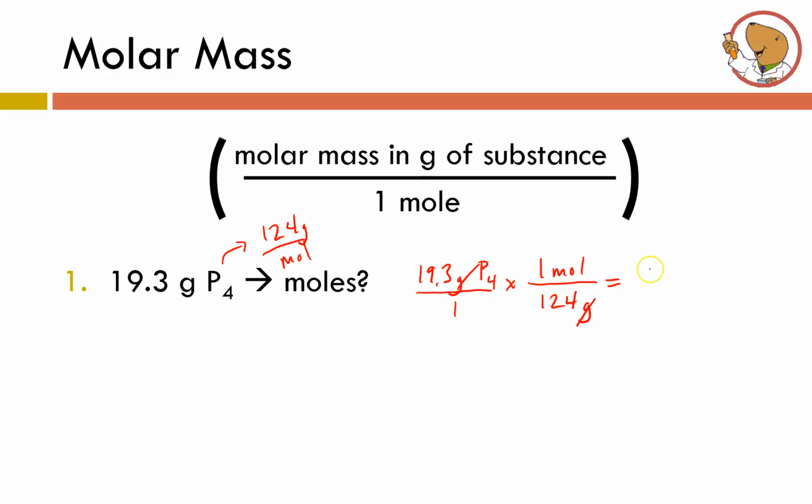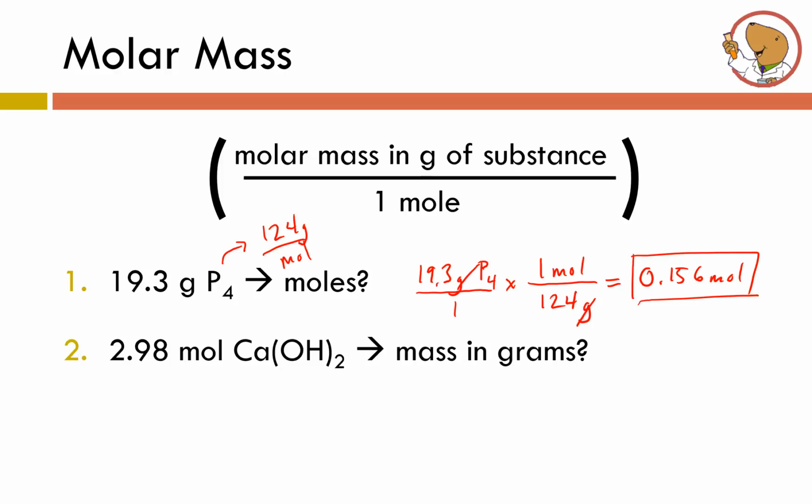When I enter everything into my calculator, I come up with 0.156 moles of P4. And I should just do a quick sanity check and make sure that my answer makes sense. I've got 19.3 grams. I know that a full mole of P4 weighs 124 grams, so I definitely have less than a mole. All right, go ahead and try one out on your own. See if you can convert 2.98 moles of calcium hydroxide into grams.